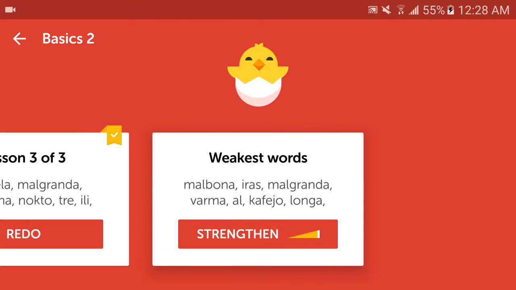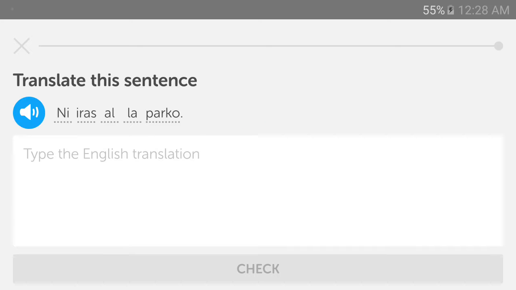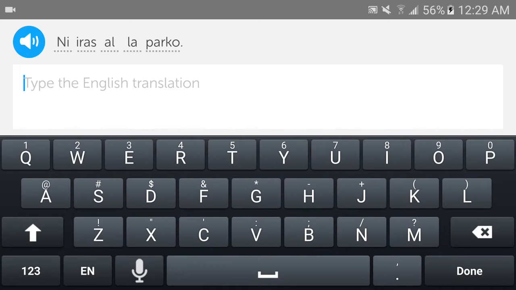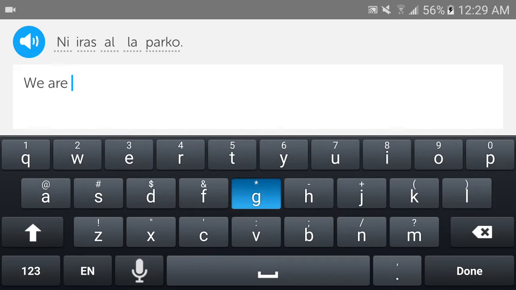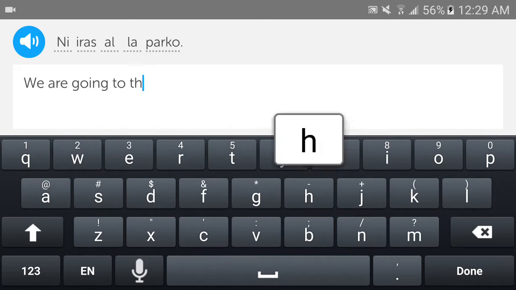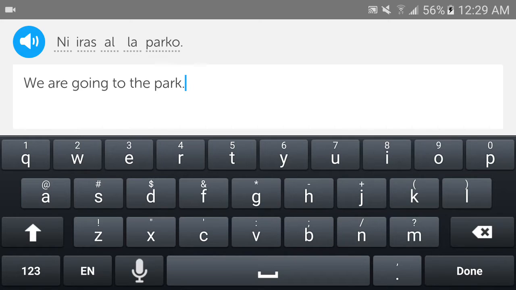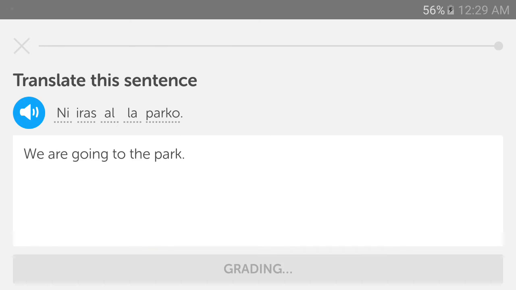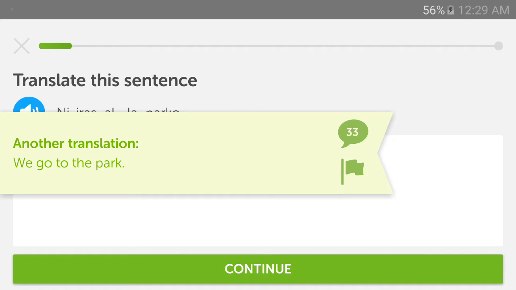We're going to do the basics on my weakest words. Ni iras al la parko. All right, so that means we are going to the park. Let's type it in. We are going to the park, or we go to the park. Either way. You can say it multiple ways. To me, that's more natural.